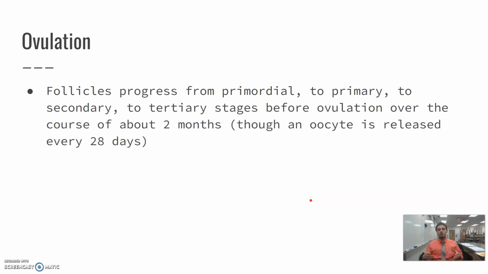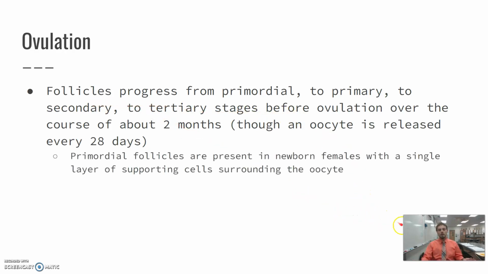So the process of ovulation is all about the release of a mature follicle. And so follicles are going to progress through certain stages from primordial, primary, secondary, and then tertiary stages before ovulation takes place. And those progressions are going to take place over about 2 months, though an oocyte is going to be released every 28 days. So you basically have 2 cycles going as these follicles are progressing at once.